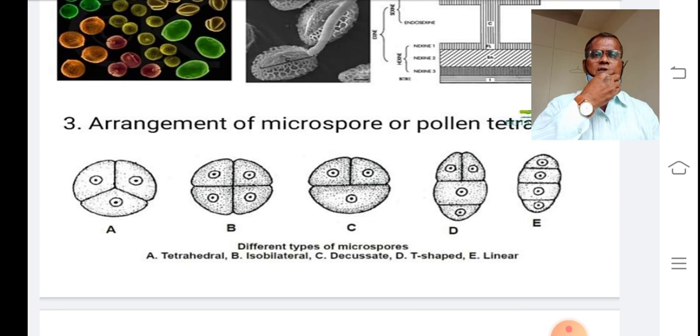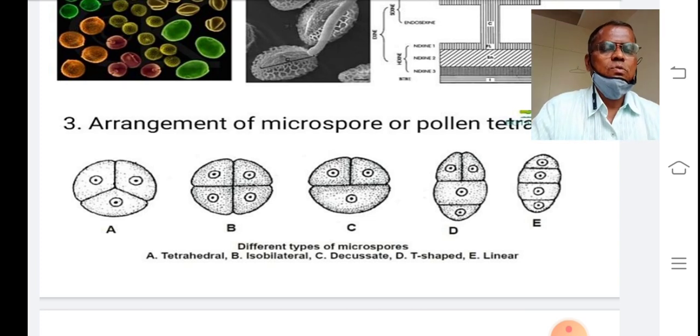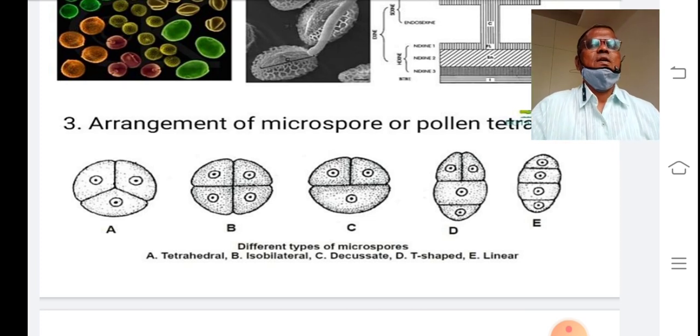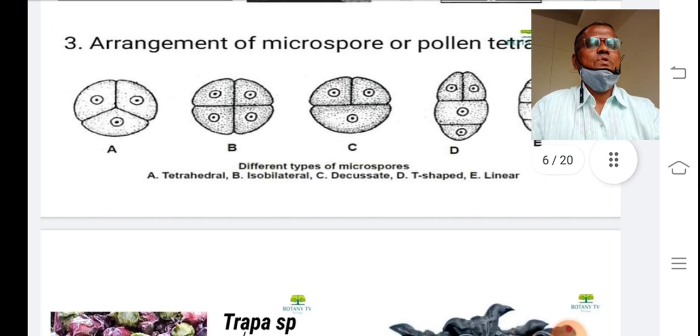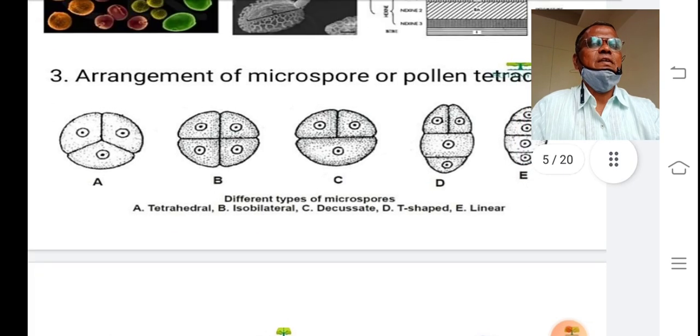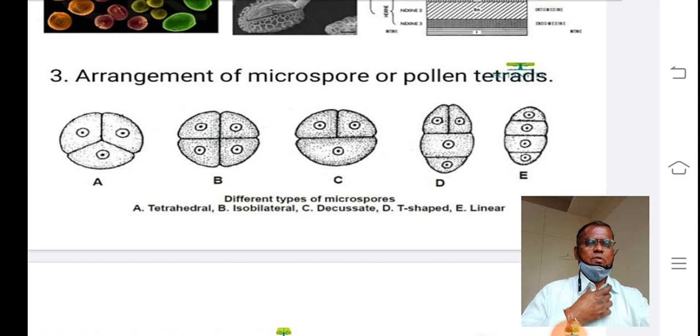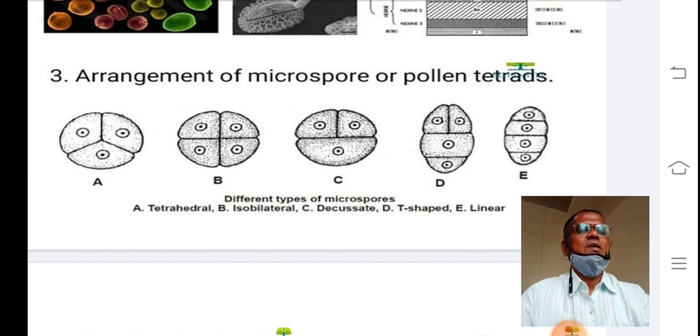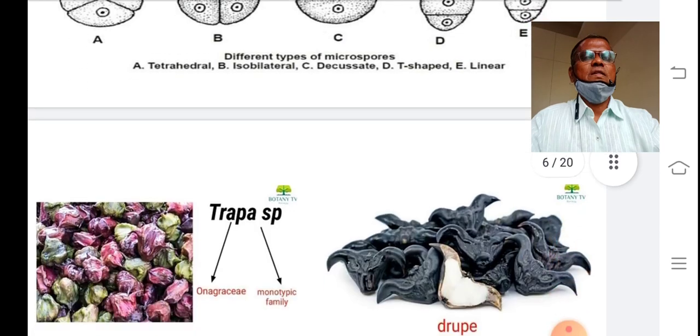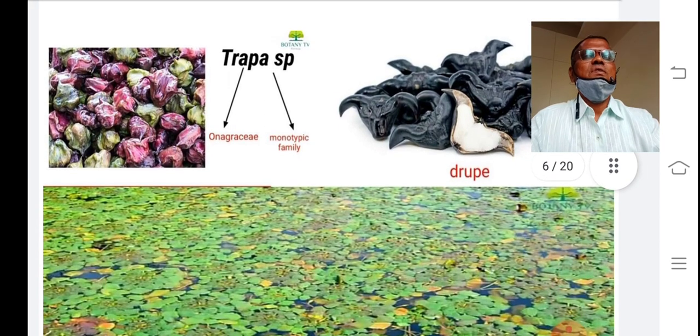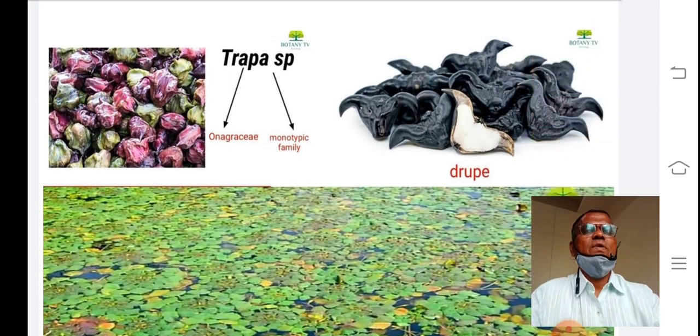For your special study, because we cannot give them more weightage, but just remember the outline of these microspore tetrads. So after division, the last one is the linear. Linear means all spores are in one line or one level, so therefore it is called linear. Next, there are some examples.